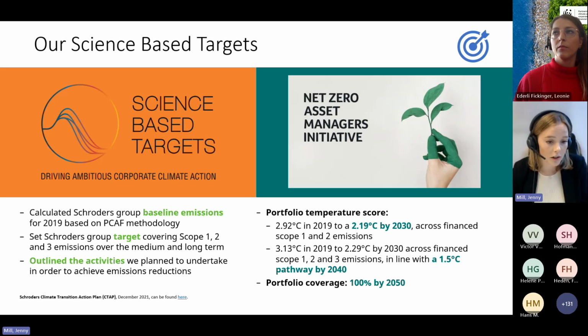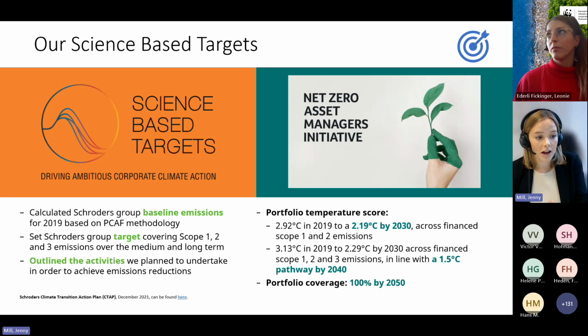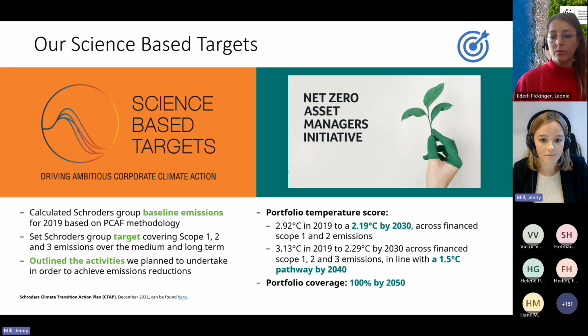You can see that for our portfolios, we have set targets using the temperature alignment methodology. So 2.2 degrees by 2030 and 1.5 degrees by 2040. And the idea is that by setting temperature alignment targets, that should help us to make sure that we're on track roughly towards our ultimate goal, which is net zero portfolio emissions by 2050.